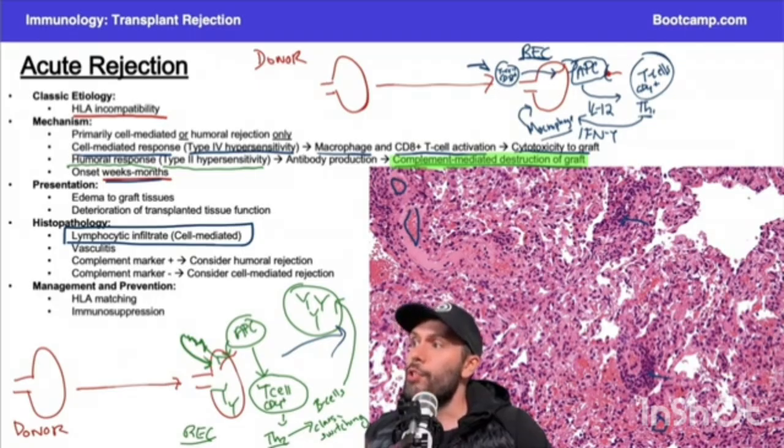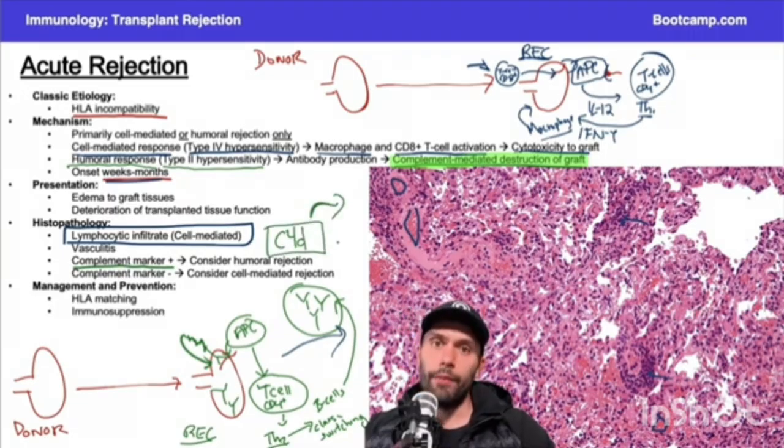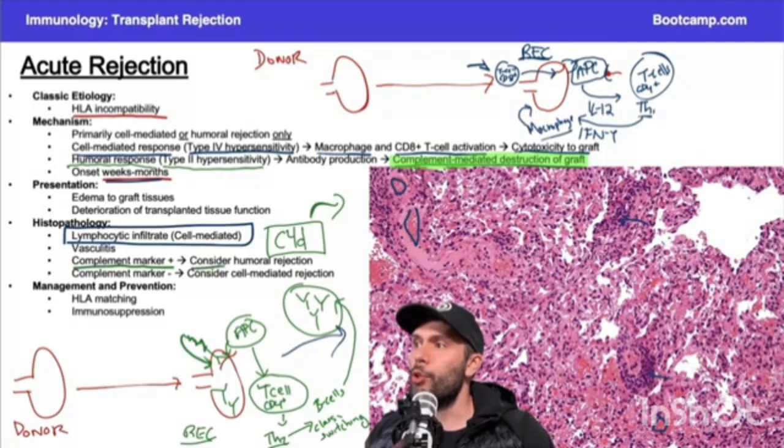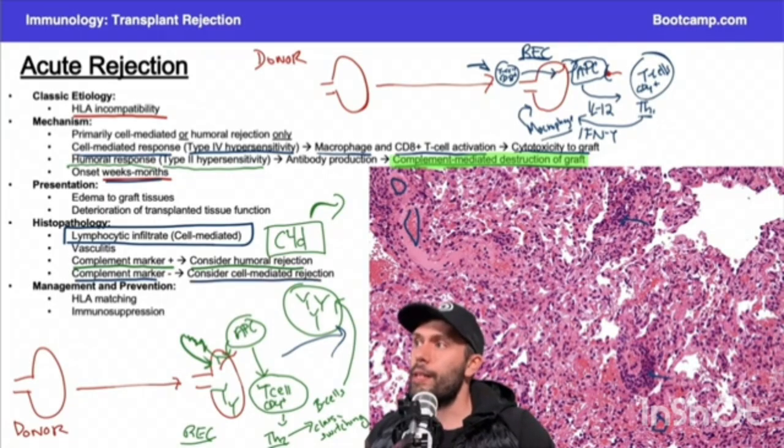Okay, so what we would do is we can look for complement markers. So if you use specific complement markers, one classic one is C4d. Okay, so if they tell you they use a complement marker on a histo slide, right, or immunofluorescence with a complement marker, and it's lighting up and it's positive, well, then we think more about humoral rejection. However, if that complement marker is negative, right, if I'm not really getting anything when I use the complement markers, in other words, it's saying there's really not a lot of complement here, it's probably more cell-mediated destruction.